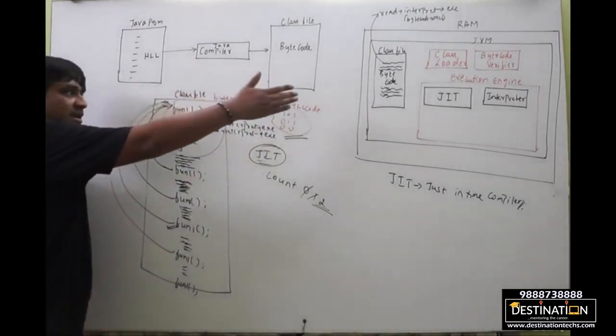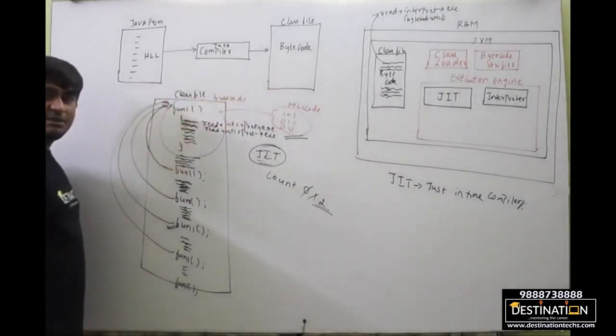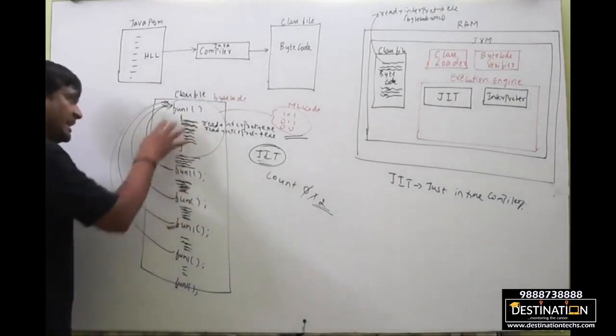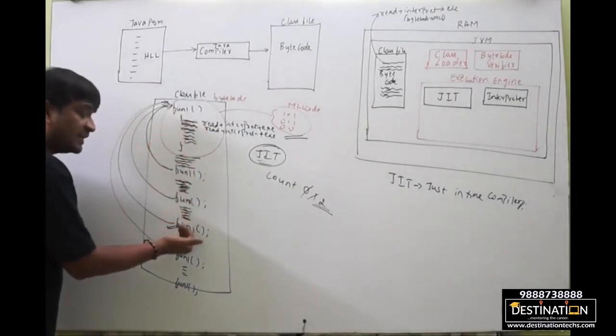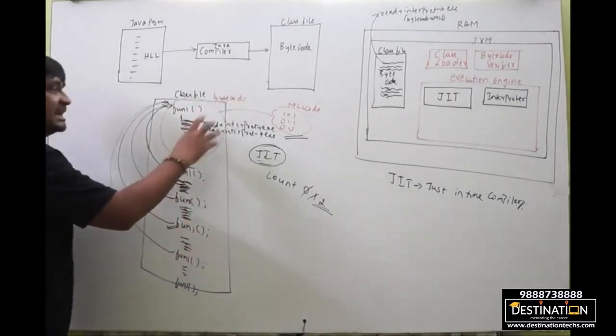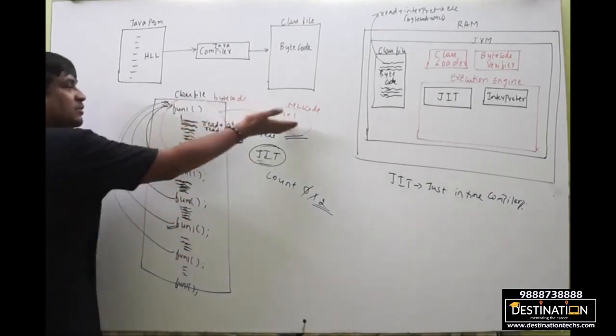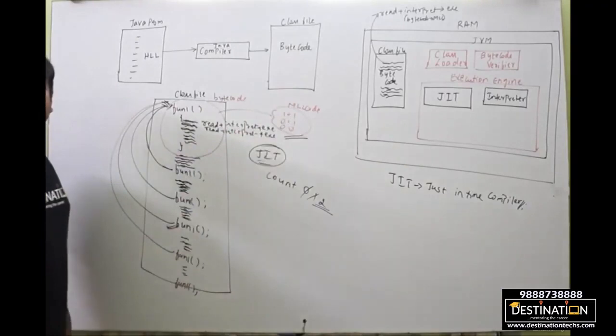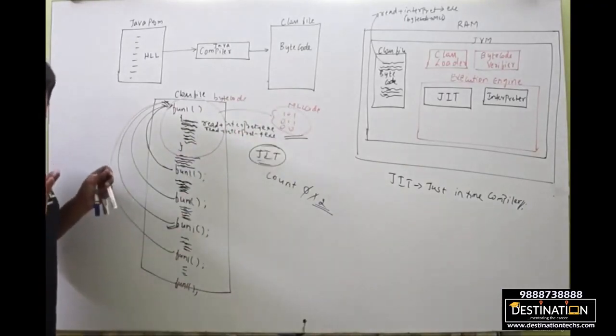Did everyone get to know when the interpreter will be used and when the just-in-time compiler will be used? For the first time when you call, the interpreter only will be used. Second time when you call, the interpreter only will be used. When you call for the third time, the just-in-time compiler gets activated and converts the entire bytecode to machine level code. From now onwards, this code only gets executed. Am I completely clear? Any confusions?